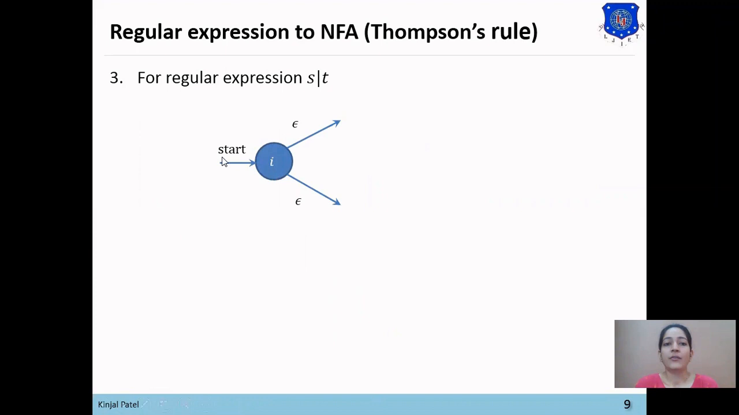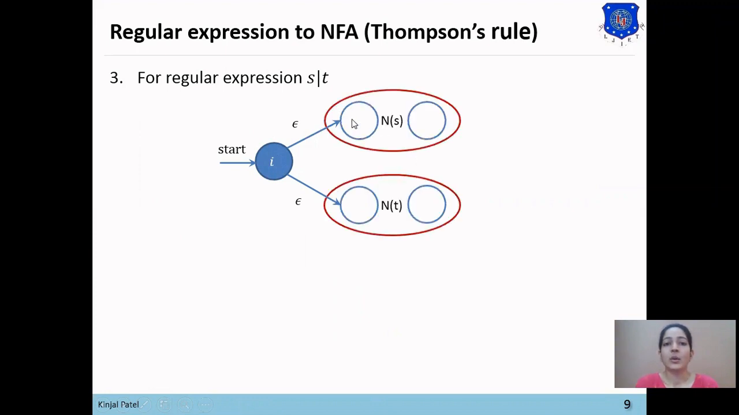Now the third rule is, for a regular expression S or T, if we want to draw the NFA, then it will be like this. First we will draw the starting state, then two null transitions from the starting state. Then we will draw the S language and T language in parallel. Here S and T are not input symbols. S and T are languages in which there can be more than one symbol. So here we can construct the S language and, in parallel, the T language. Then from the S and T languages we will draw null transitions towards the final state.